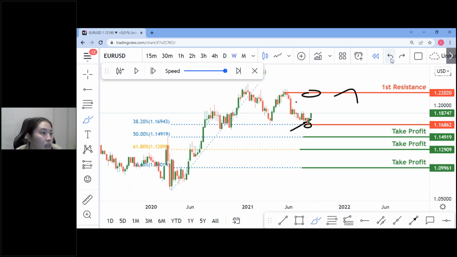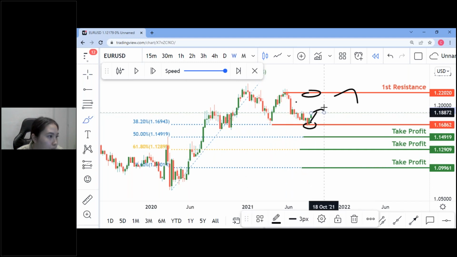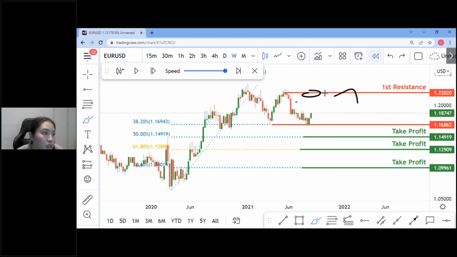Okay, but personally, because I'm not a scalper, I'm a day trader, I would not have entered this trade. But if you are a scalper, you would have been able to enter here for a short buy. I wouldn't have entered here because this candlestick pattern did not show me that it was a reversal.